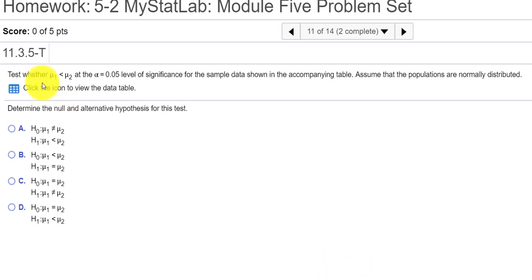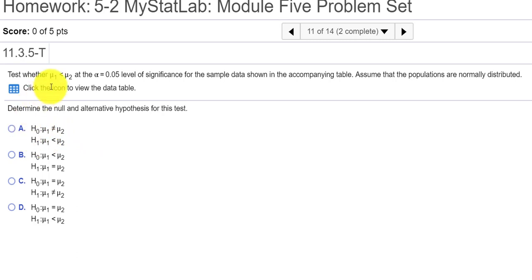So it looks like we're asked to test whether mean 1 is less than mean 2 at the 0.05 level of significance. They give us a table. So before we even begin that, let's just look at the components of a hypothesis test.